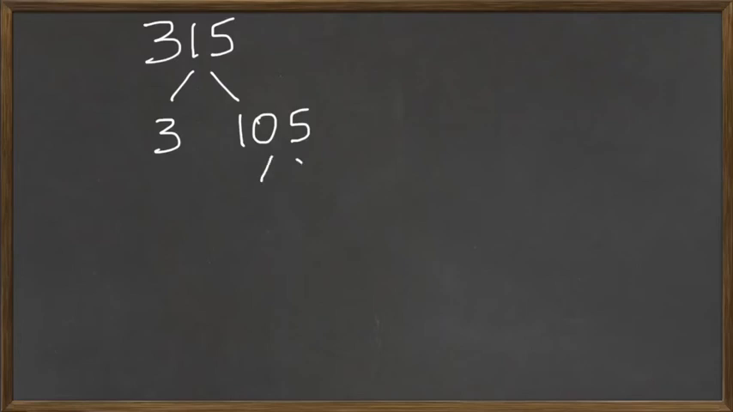Then I look at this number. This number ends in a 5. Well, the other one ends in a 5 too, but this one ends in a 5. I can go ahead and divide it by 5. 5 into 10 would be 2. 5 into 5 would be 1. And 21 would be 3 times 7. And that would be the end.